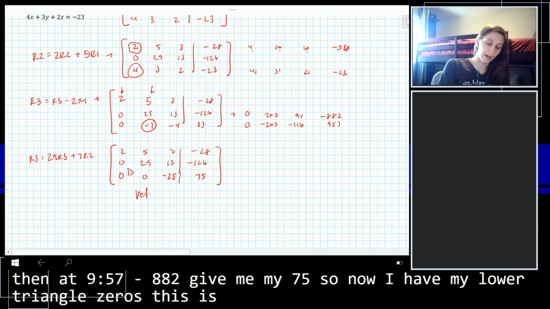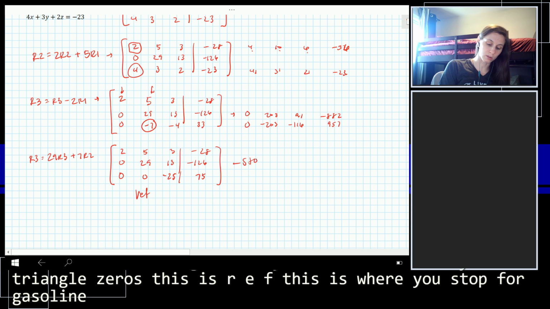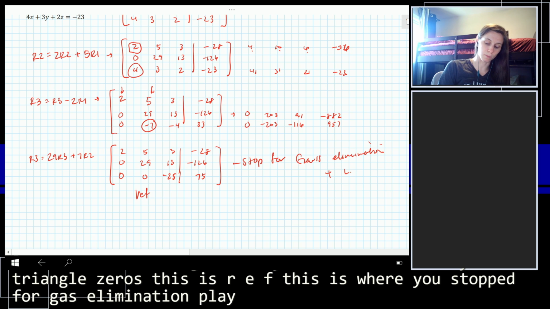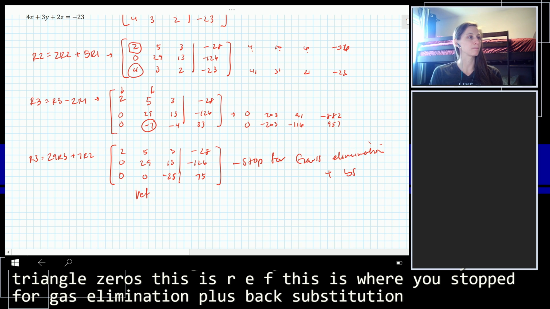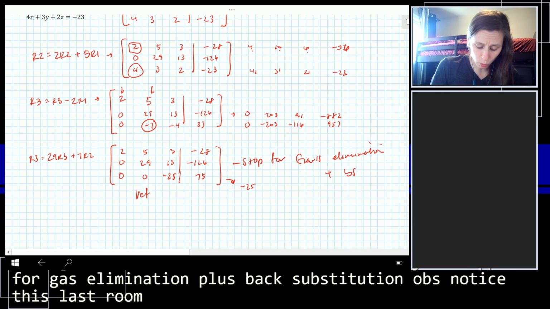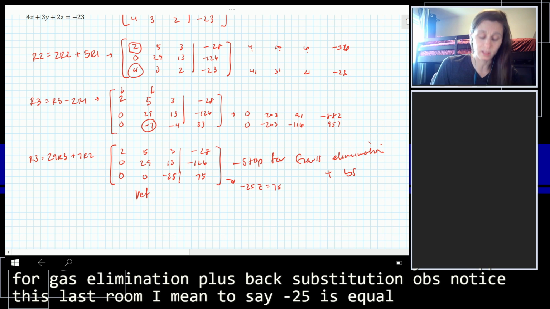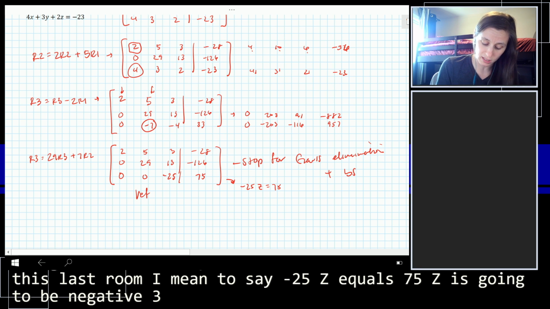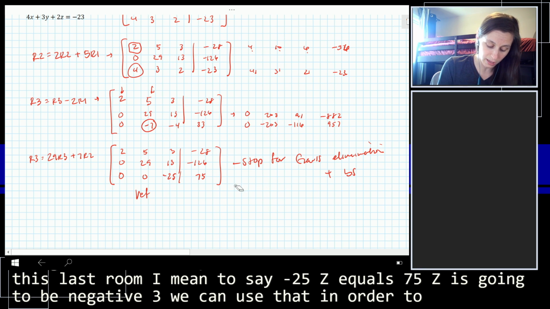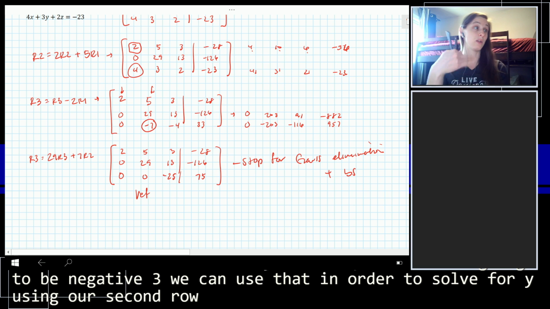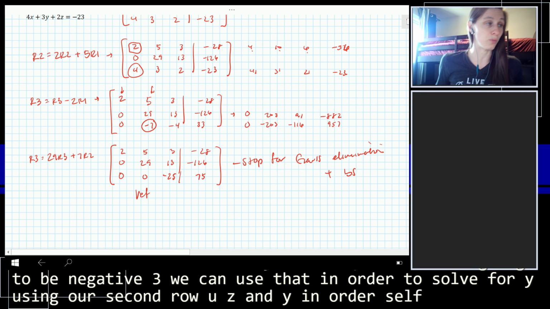This is REF. This is where you stop for Gauss elimination, plus back substitution, plus BS. Notice this last row, we can say negative 25z equals 75. Z is going to be negative 3. We can use that to solve for y using our second row. Use z and y to solve for x using our first row.